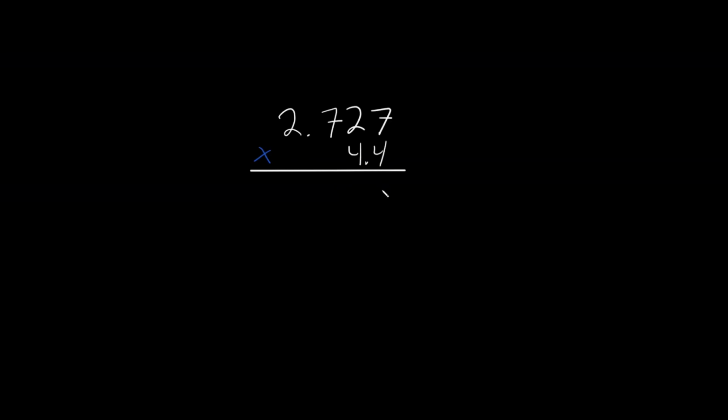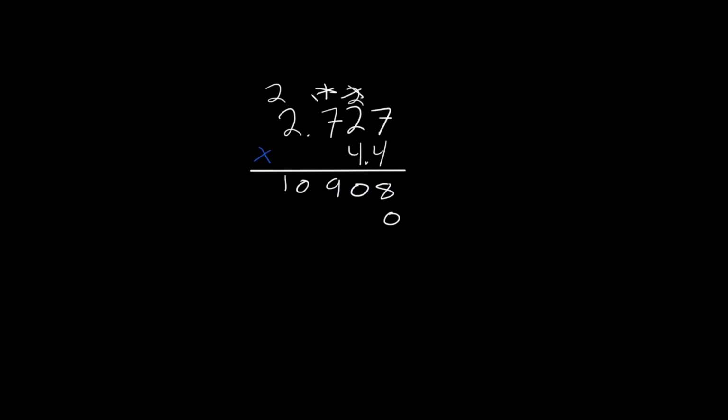7 times 4 is 28. Carry this 2. 4 times 2 is 8 plus 2 is 10. Carry the 1. 7 and 4 again is 28, so that's 29. Carry the 2. That is 8, and then 10 again. And then we add a 0 here because we're moving digit places.